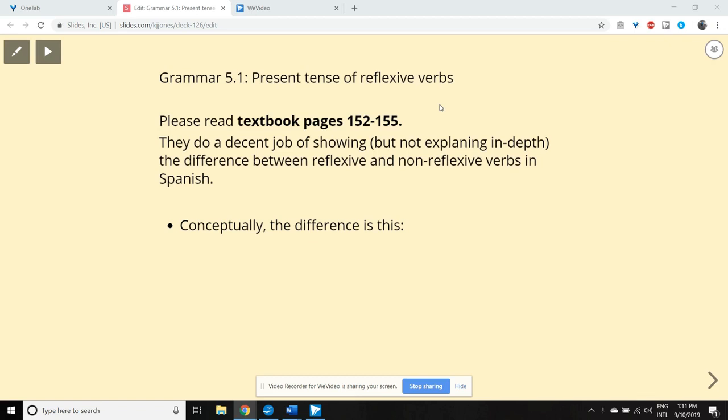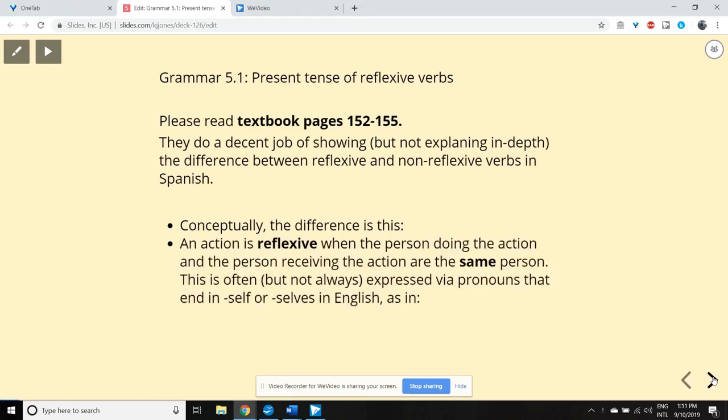They really do a decent job of showing, but not explaining in depth, the difference between reflexive and non-reflexive verbs in Spanish. Conceptually, the difference is this. An action is reflexive when the person doing the action and the person receiving the action are the same person, okay? This is often, but not always, expressed via pronouns that end in self or selves in English, as in, my son dresses himself, right? He does the action to himself. The actant and the recipient are the same person.